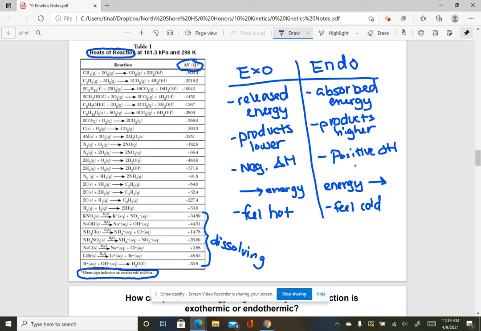These reactions here in the middle, they all start with one thing. I'm sorry, they start with two things and end with one thing. So these are just plain synthesis reactions. Sometimes they're exo, sometimes they're endo.